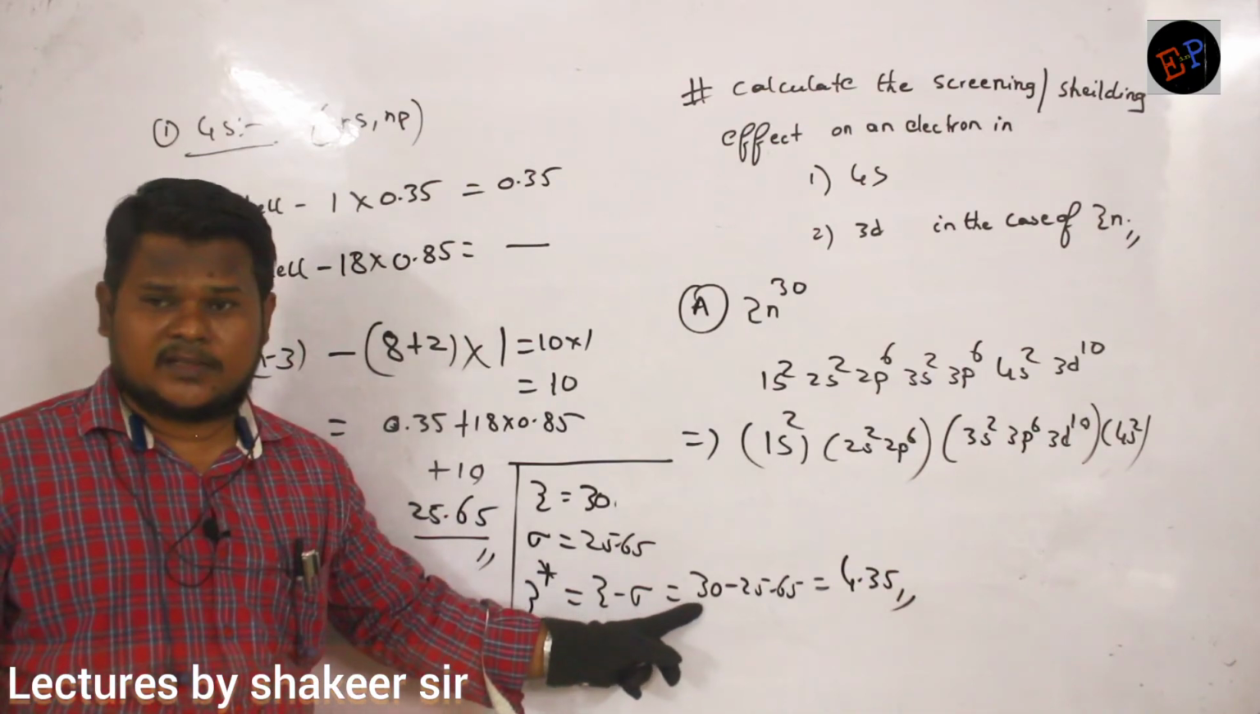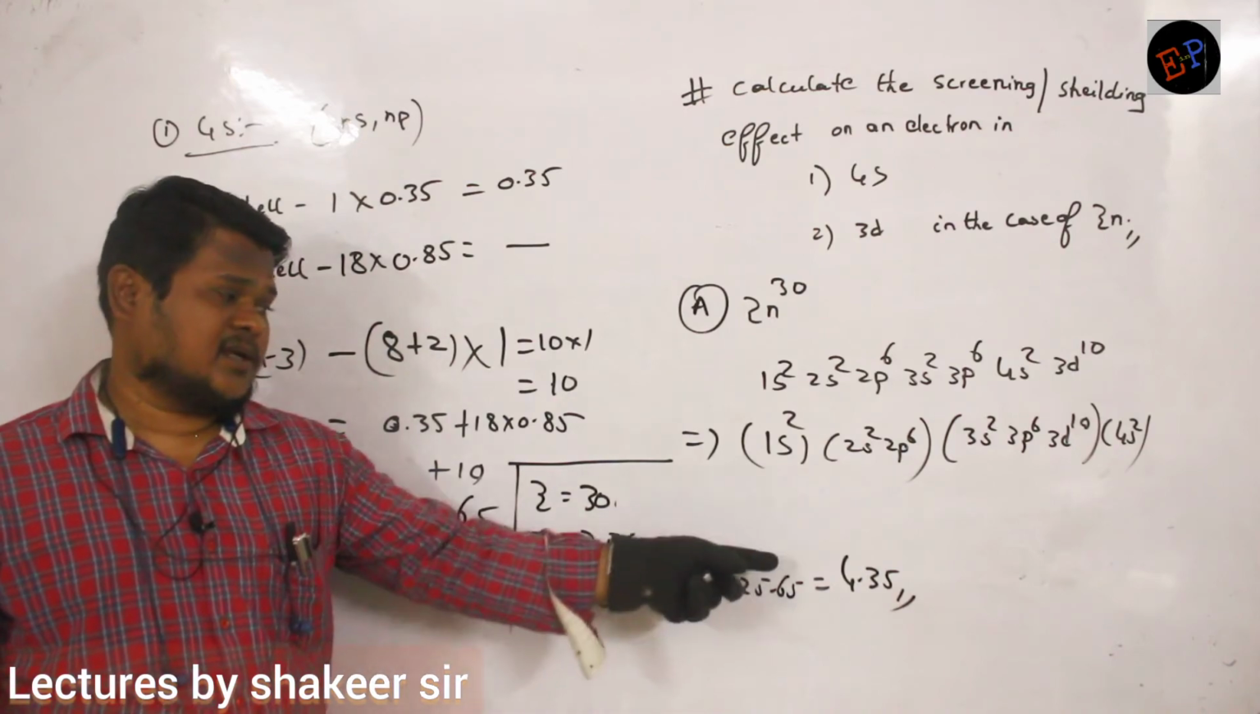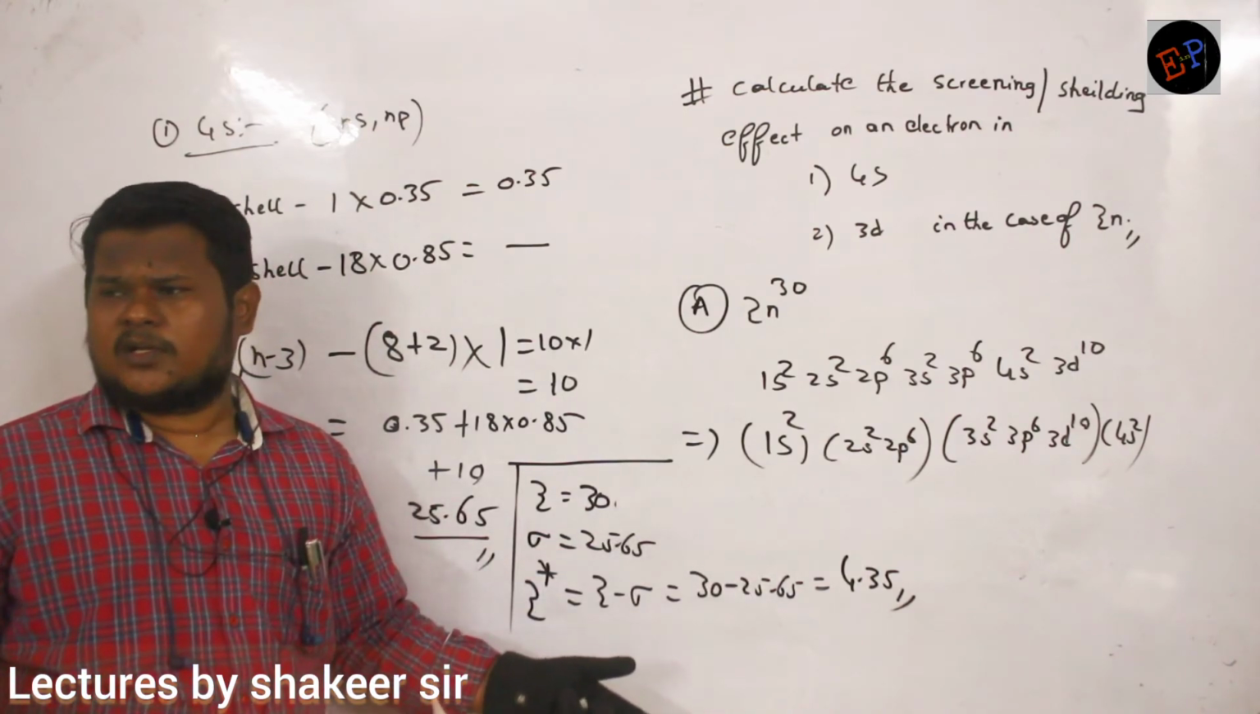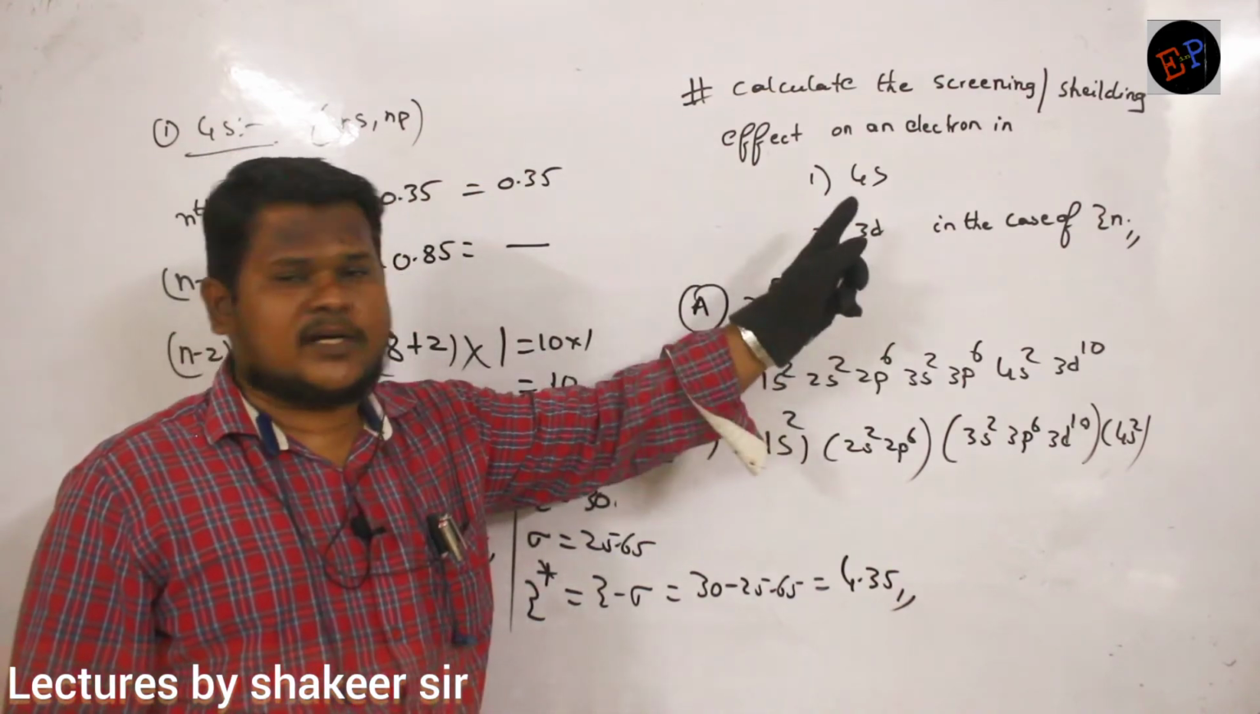Actually it should be 30, right? The effective nuclear charge should be how much? 30. What final answer did you get? Very less, right? That's it. Clear? Now you do the calculation for 3d and say what your answer is.